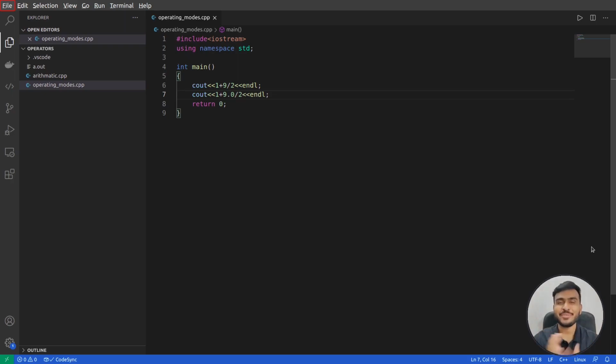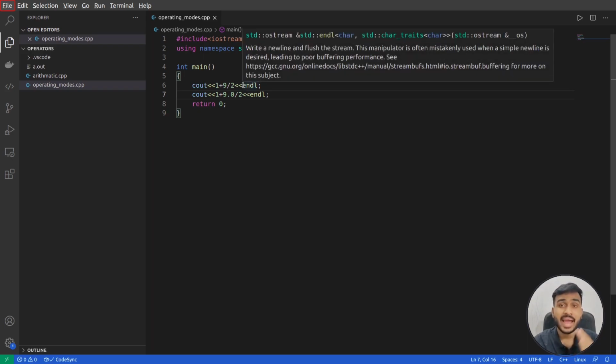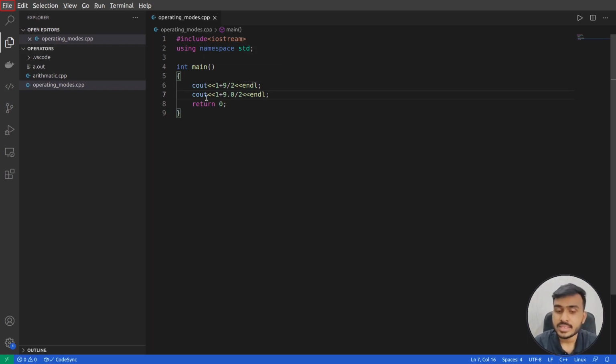Hey, so let's start with very simple code. On my screen you can see I have written a simple code snippet. In this code I have written two cout statements. You can just quickly go through them. The first cout statement is like this: I have written cout 1 plus 9 divided by 2 followed by endl, and in the second cout statement I have written cout 1 plus 9.0 divided by 2.